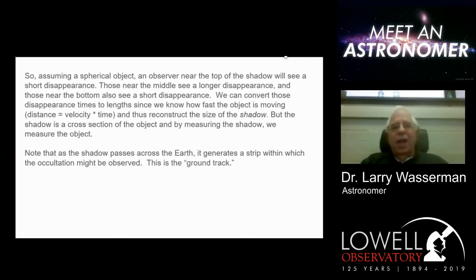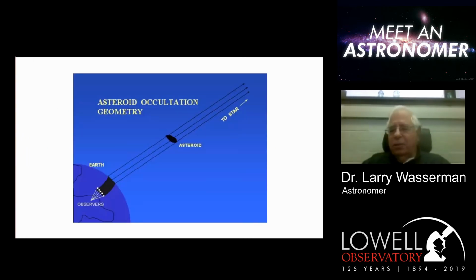Note that as the shadow passes over the Earth, it generates a strip within which the occultation might be observed. And we call this the ground track. And here's an example. The asteroid casts an instantaneous shadow of its own cross-section, but as it moves across the Earth, it sweeps out a band that we could observe. If you're in that band, you'll see the occultation. If you're not in the band, you won't see anything. So the trick is to get observers into the shadow, wherever it may be.